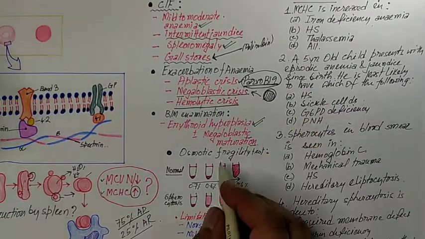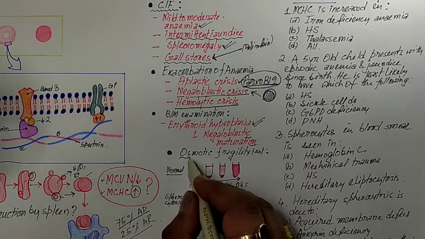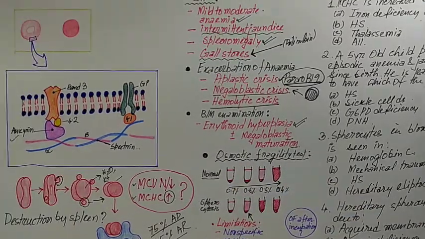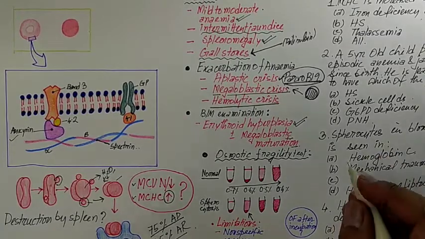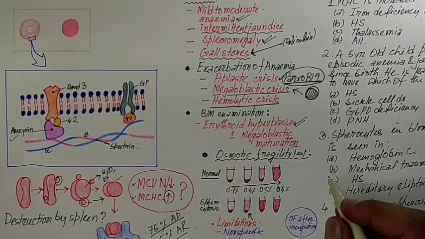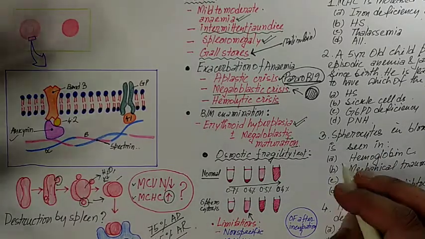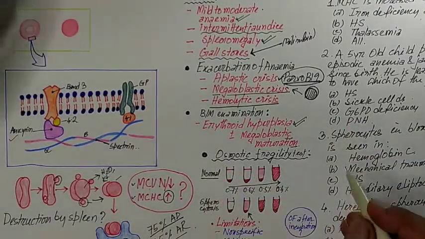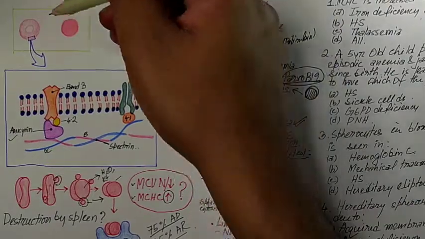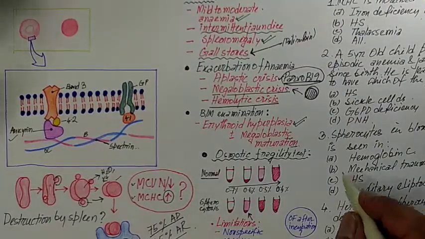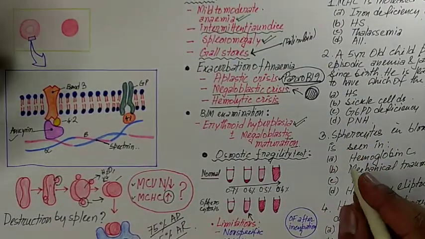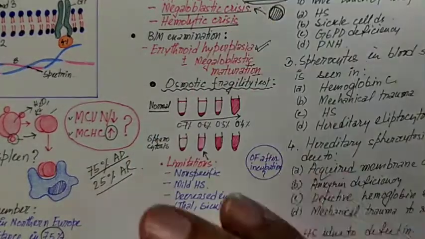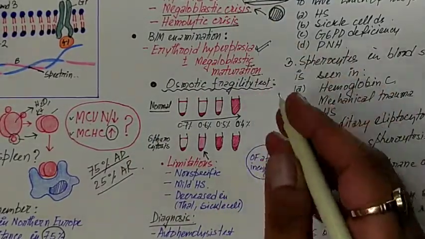Now coming to the most interesting part of this discussion, that is the osmotic fragility test. Now what is the osmotic fragility test? The osmotic fragility test is a very important test to screen this condition, that means hereditary spherocytosis. It is one type of screening test. This is not a confirmatory test for hereditary spherocytosis. What is done here?